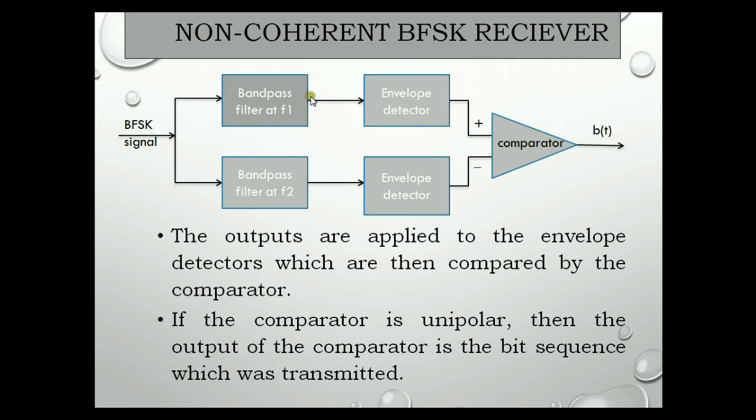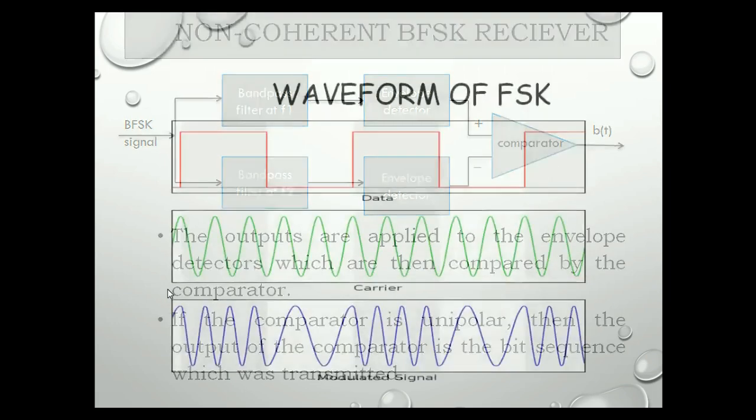The outputs of these two bandpass filters are applied to the envelope detectors, which are then compared by the comparator. If the comparator is unipolar, then the output of the comparator is the bit sequence which was transmitted. So that is how the BPSK signal will be converted back into binary zeros and ones using a non-coherent receiver.